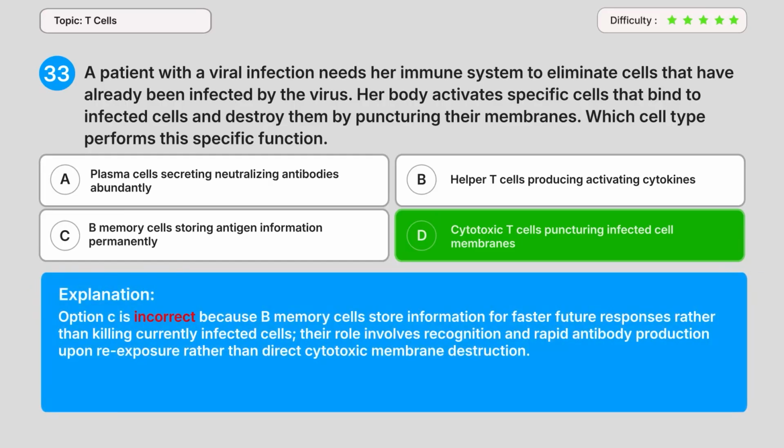Option C is incorrect because B memory cells store information for faster future responses, rather than killing currently infected cells. Their role involves recognition and rapid antibody production upon re-exposure, rather than direct cytotoxic membrane destruction.